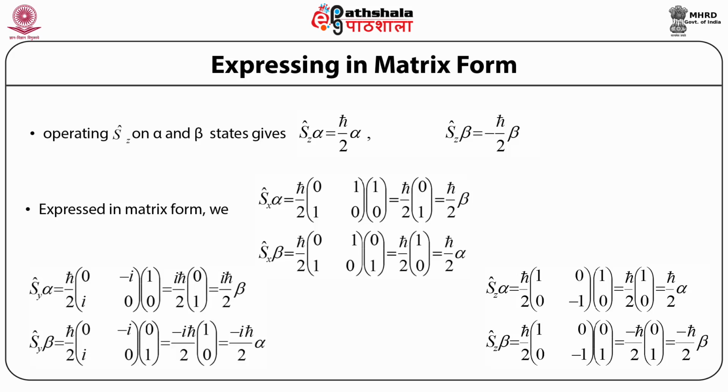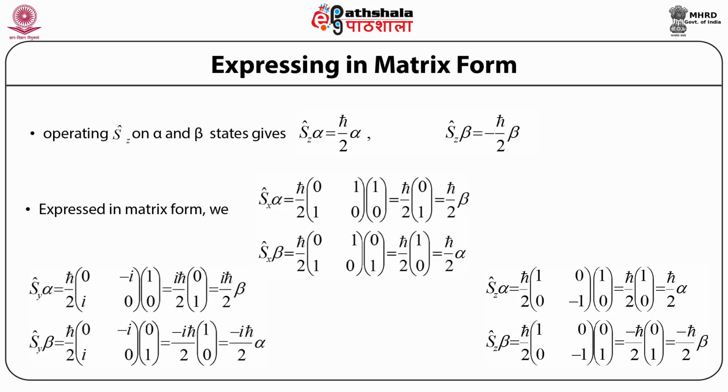While spin operator Sz acting on eigenstate beta gives h cross by 2 times the 2 cross 2 matrix 1 0 0 minus 1 times the column matrix 0 1, and this is equal to minus h cross by 2 times the column matrix 0 1, which is minus h cross by 2 times beta. So the z component of the spin operator acting on the spin down state or the eigenstate beta gives an eigenvalue minus h cross by 2 and the eigenstate spin down or eigenstate beta.